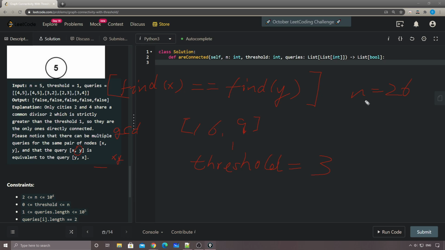So one of the test cases is like this. So 9 and 18, right? These two are connected, because the common divisor of these two is 9, right?